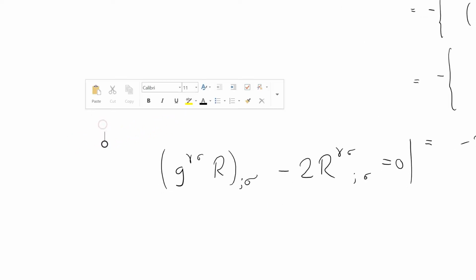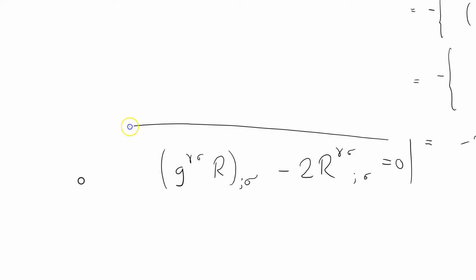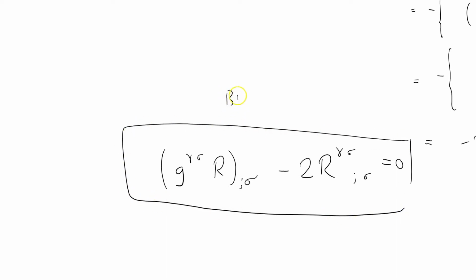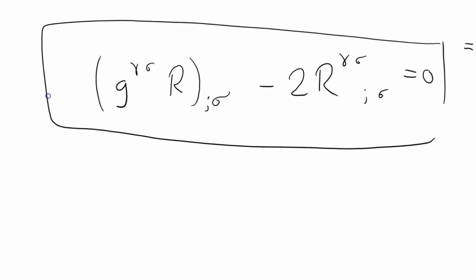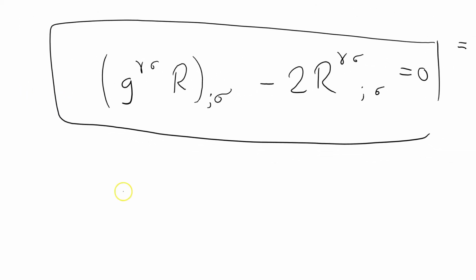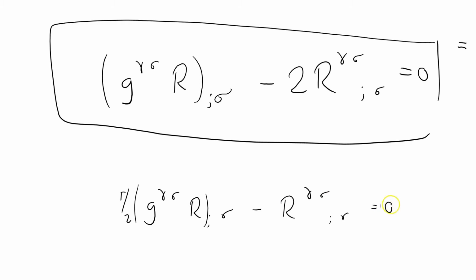So this is a restatement of the Bianchi identities. And just because I can, I'm going to divide by 2. I'm going to say that a half G gamma sigma R semicolon sigma, all in brackets, minus R gamma sigma semicolon sigma equals 0.